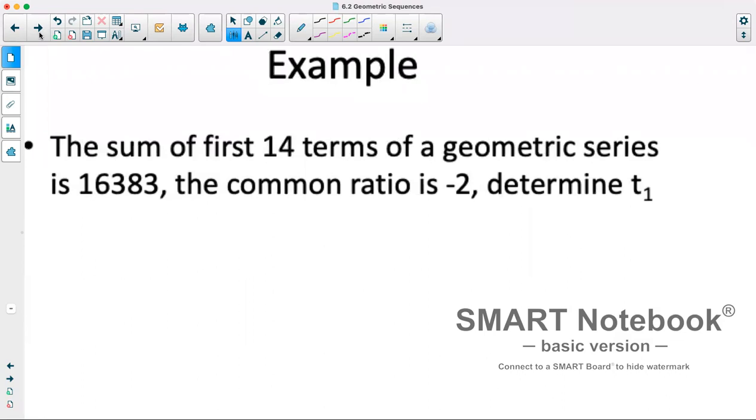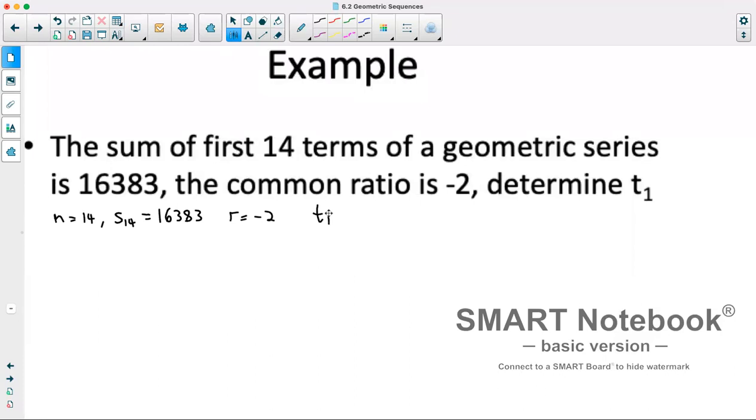Next example, the sum of the first 14 terms in a geometric series is 16,383. The common ratio is -2. Determine T1. So once again, we'll start by writing out what information we have. So we know we've got 14 terms, so n is equal to 14. Then they tell us the sum, so we know S of 14 is 16,383. We're given R is equal to -2, and we want to solve for T1.